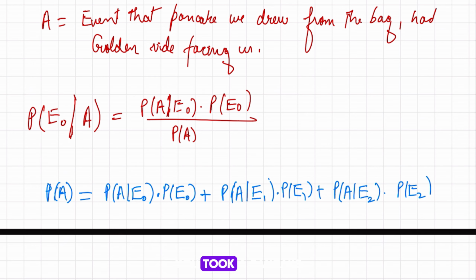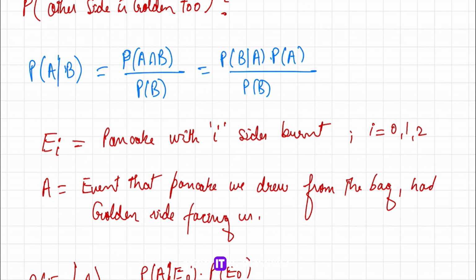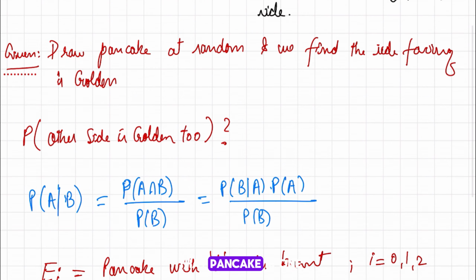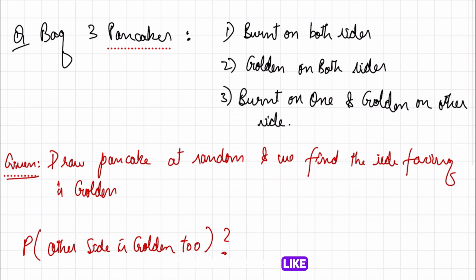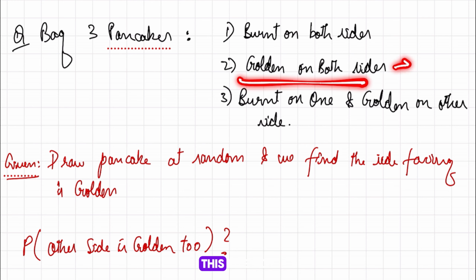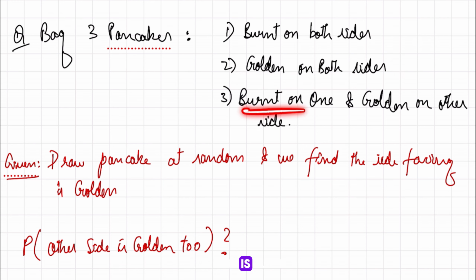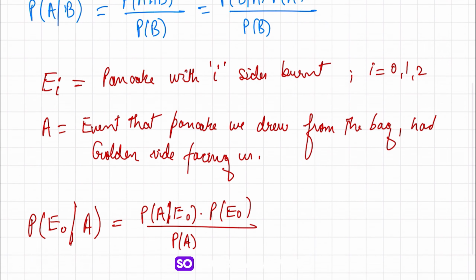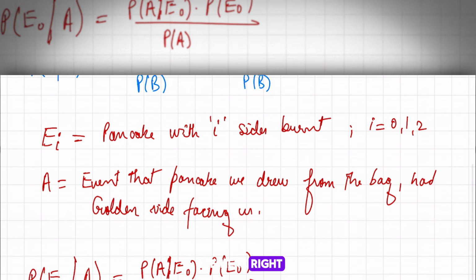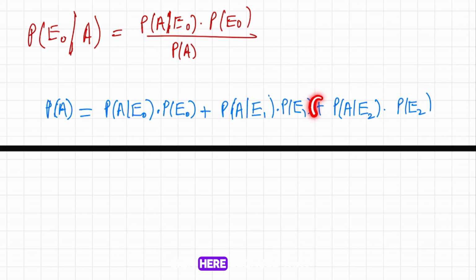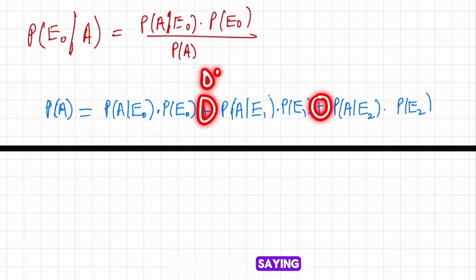Let's think this through. You took a pancake out of the bag. It is possible that the pancake is one of three: either it's burnt on both sides, this is E2; it is golden on both sides, this is E0; or it's burnt on one side and golden on the other side, this is E1. So there are only 3 possibilities here because we're only taking one pancake. That's what you see here, and there's a plus sign because that essentially means or.